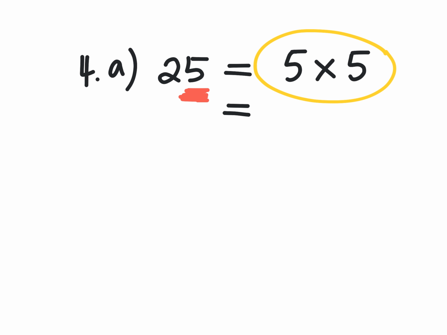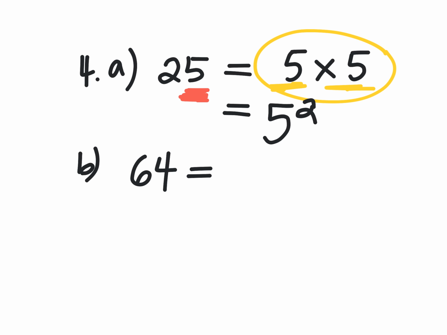2 to the power of 5. 2 to the power of 5 means 5 times 5? Oh, no. 5 to the power of 2. Good. 5 to the power of 2. The base is 5, and you're writing it down twice. Good. Okay, you want to fill that in?